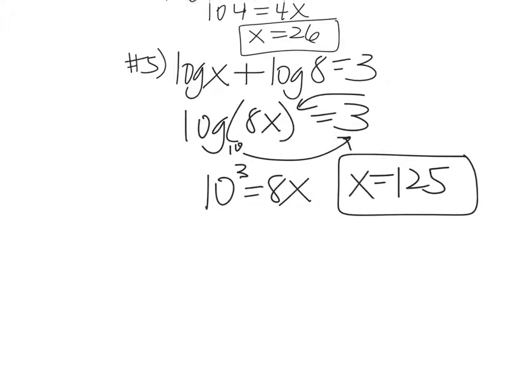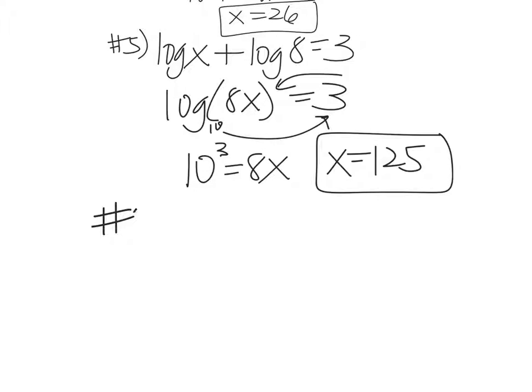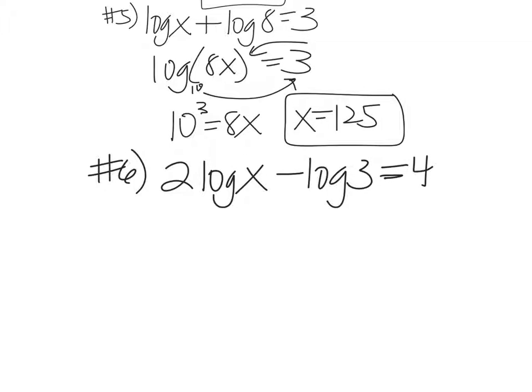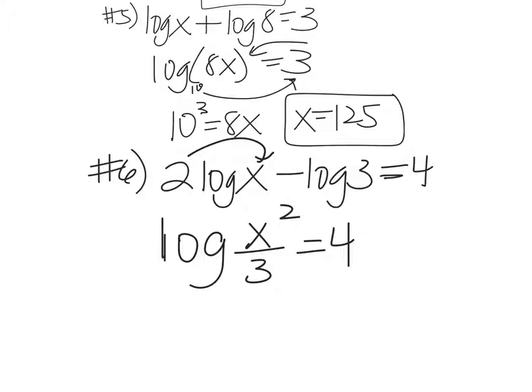Okay, let me show you one that gives you extraneous solutions. Number 6. Suppose you have 2 log x minus log 3 equals 4. Okay, there's a couple ways to do this problem. Most people would combine it into one log, which you can. So if you were to combine this side into one log, you'd have x squared over 3 equals 4.